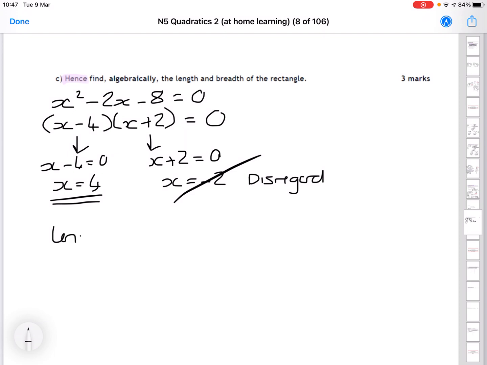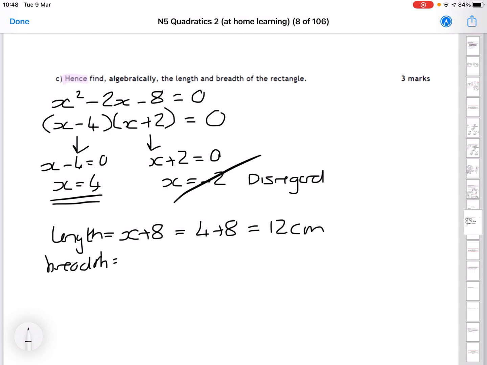So our length in the diagram, it was x plus 8. So that's going to be 4 plus 8. So that's 12 centimetres. And our breadth in the picture was 2x plus 1. So that's 2 times 4 plus 1. So that's 9 centimetres.